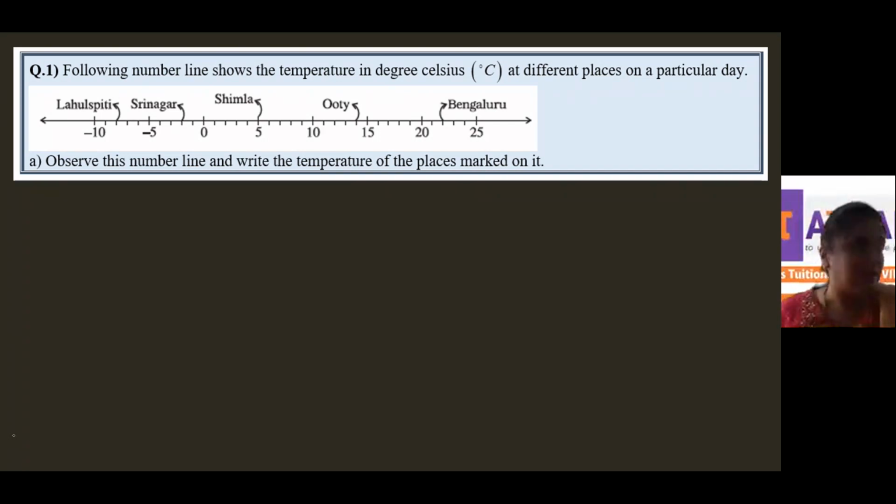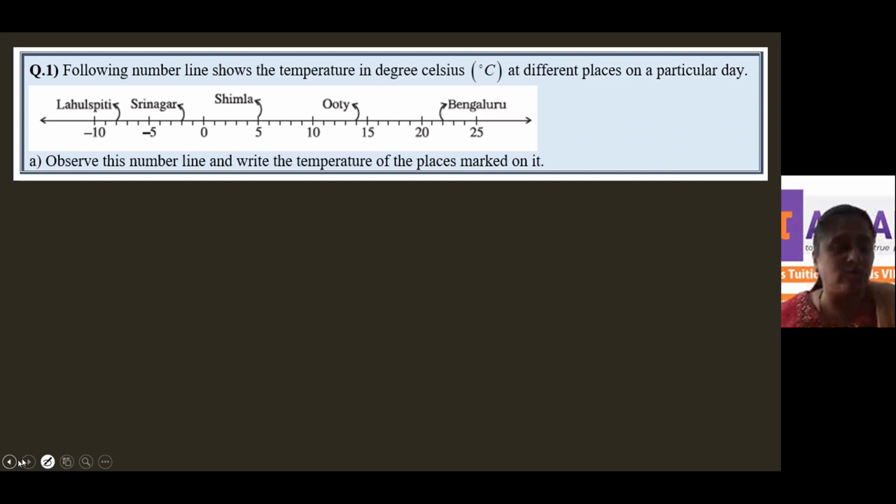So, the following number line. See the board. The following number line shows the temperature in degrees Celsius. You can see a number line below, the below given number line. The following number line shows the temperature in degrees Celsius.